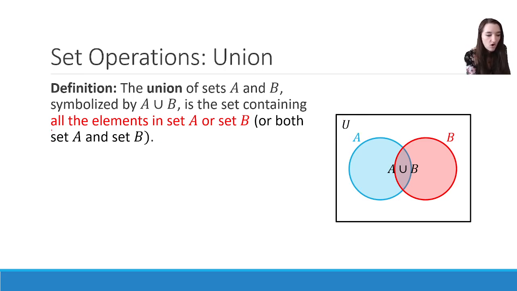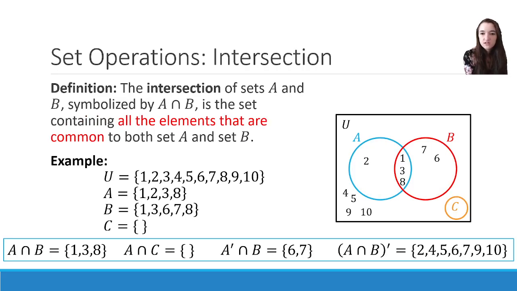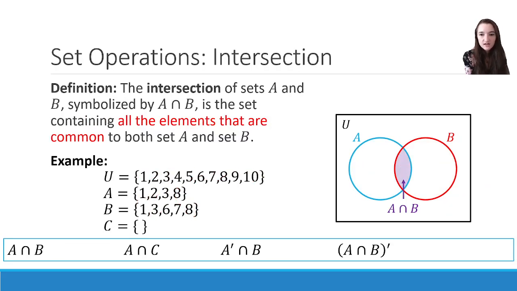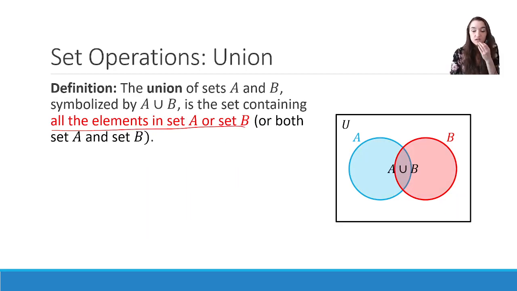So the union is all the elements in set A or set B, or both set A and set B. So to think about the union versus the intersection, the intersection is where the sets intersect, right? So the sets intersect in the middle. It's where they cross over. Think about an intersection of two roads, where they cross and there's a red light or whatever. We have an intersection. That's where the roads are crossing. This is where the sets are crossing. Whereas the union, it's where the sets unite. So I have one set of things and another set of things, and I unite them together.